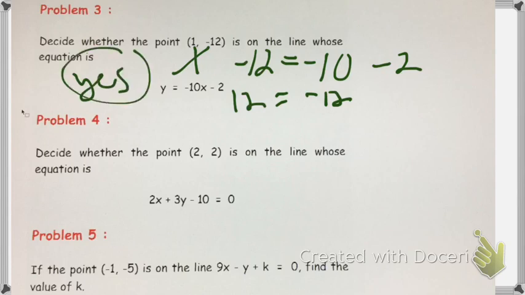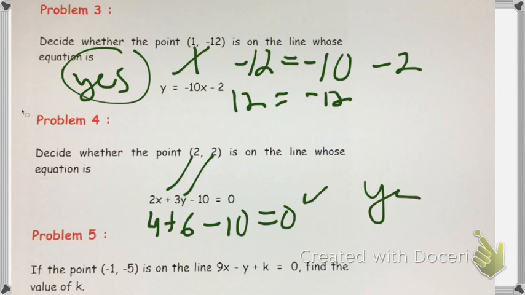All right, and then last one here, we got 2 for x. So 2 times 2 is 4. We got 2 for y. So 3 times 2 is 6 minus 10. Well, 6 minus 10 is 0. Check. Yes, it's on the line.